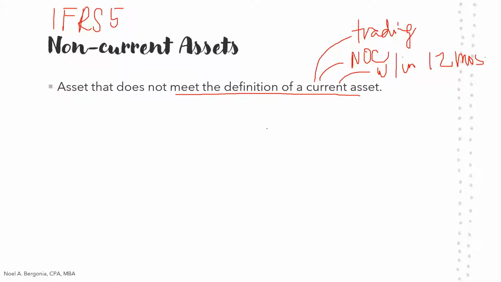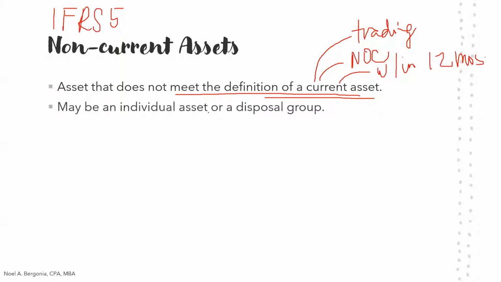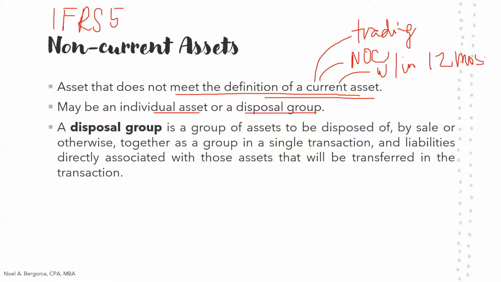But in this case, a non-current asset does not meet any of the definitions of a current asset. So this could be an individual asset or a disposal group. What is this disposal group? As defined in IFRS number 5, a disposal group is a group of assets to be disposed of, either by sale or otherwise, together as a group in a single transaction, and of course the liabilities directly associated with them that will be transferred in the transaction.